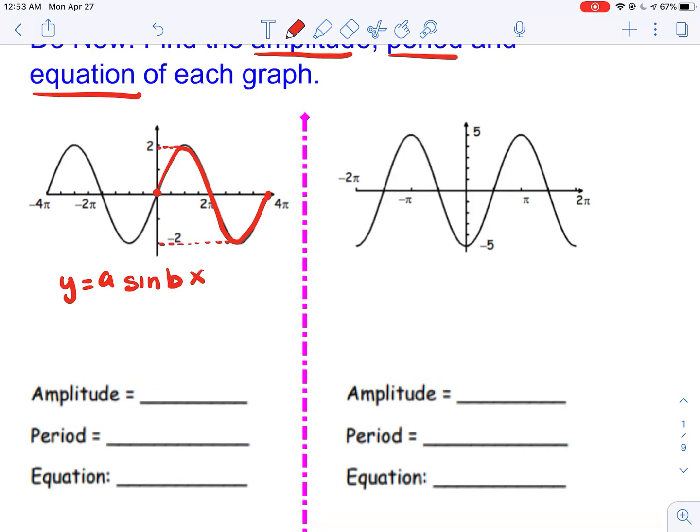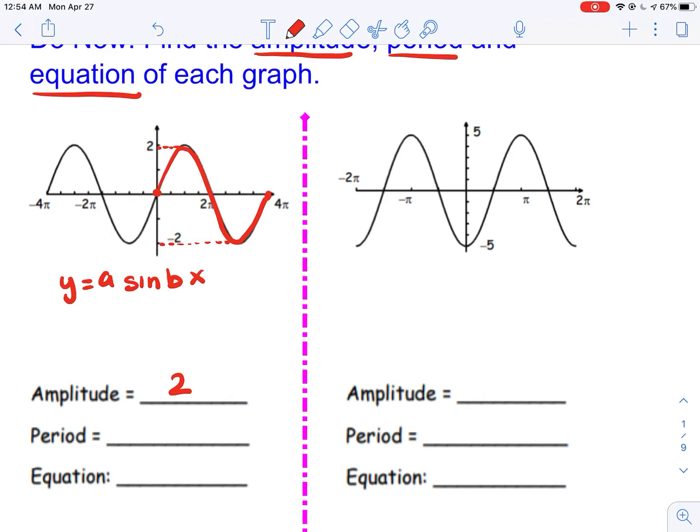Okay, so now how do we find our amplitude? Well, we look at the highest value, we look at the lowest value. If those two numbers are exactly the same, now they won't always be, but in this case they are, we can just take that value as our amplitude. So our amplitude is 2, and remember, it's always the positive value.